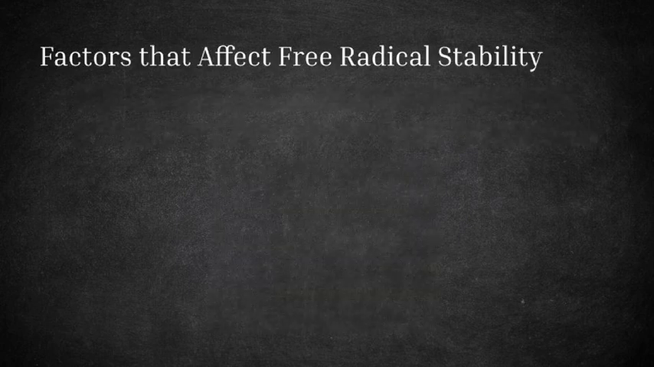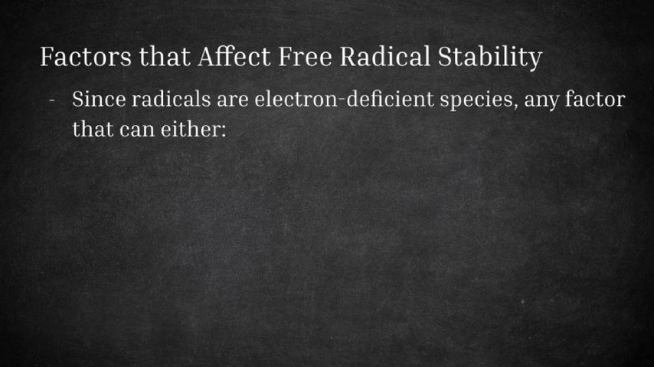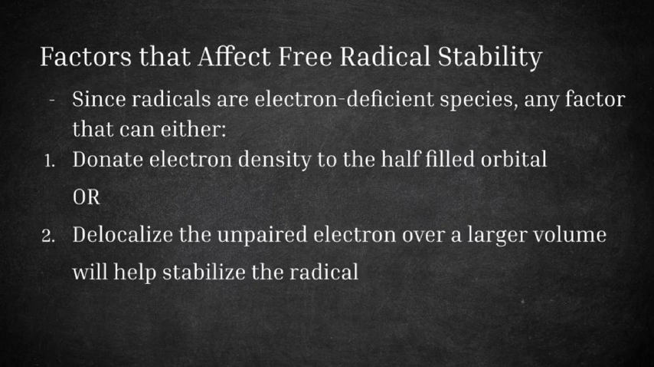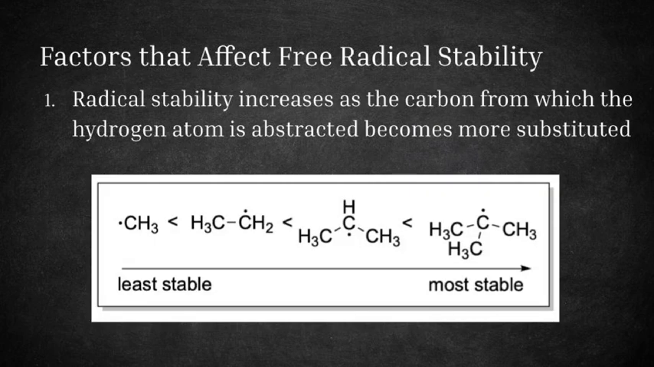Stabilizing an unpaired electron is different from stabilizing a non-bonding pair of electrons, and different factors influence their stability. Since radicals are electron-deficient species, any factor that can either donate electron density to the half-filled orbital or delocalize the unpaired electron over a larger volume will help stabilize the radical. Let's go over just a few factors that affect radical stability. Number 1. Radical stability increases as the carbon from which the hydrogen atom is abstracted becomes more substituted, progressing from methyl to primary, secondary, and tertiary.